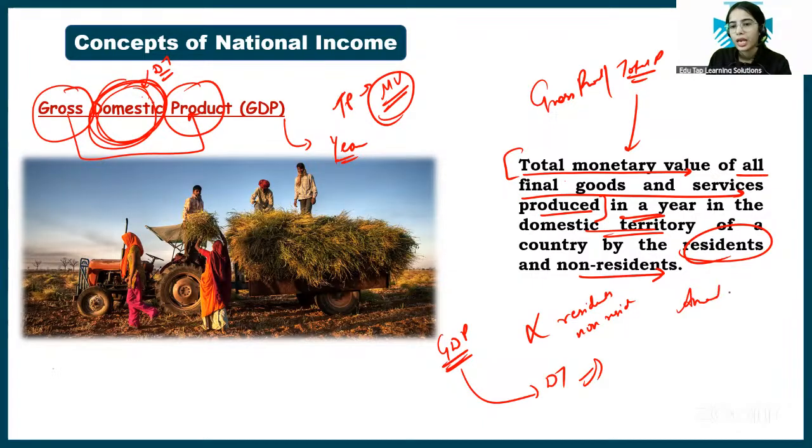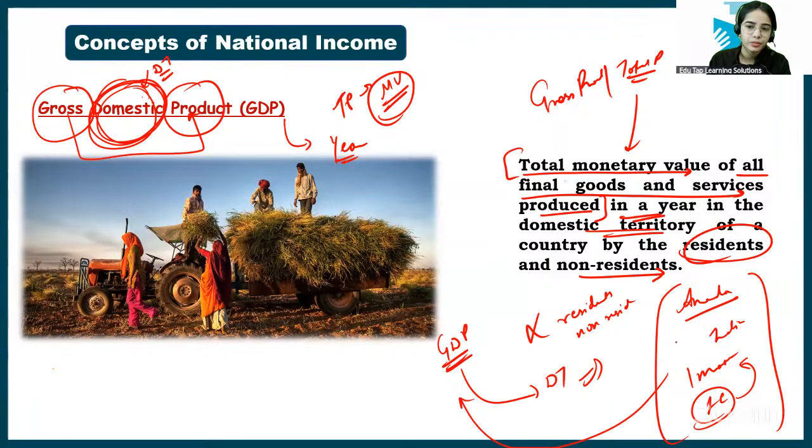let's say Amanda has come to India for 1 month and she's teaching in an Indian college for 1 month in an exchange program. So will this be included in the GDP? Her services, will they be included in GDP? Think about it. Whatever is being produced in the domestic territory will be included in GDP. Okay, got it? Amanda has come to India and she's serving the Indian college as a faculty. So even if she is not a normal resident, her services will be included.